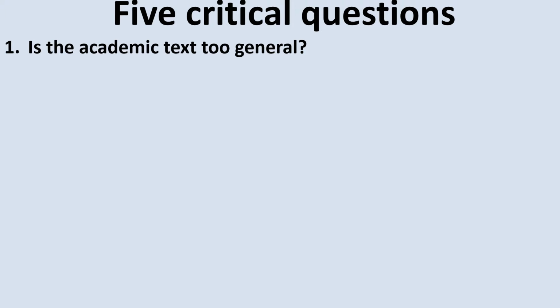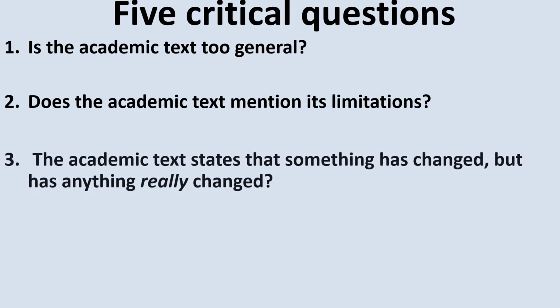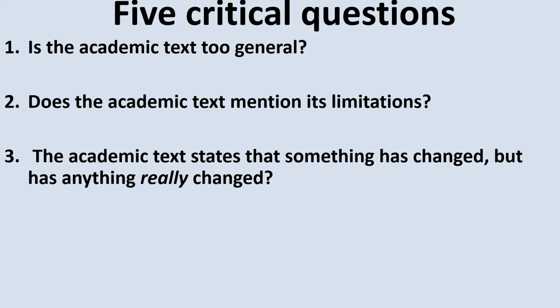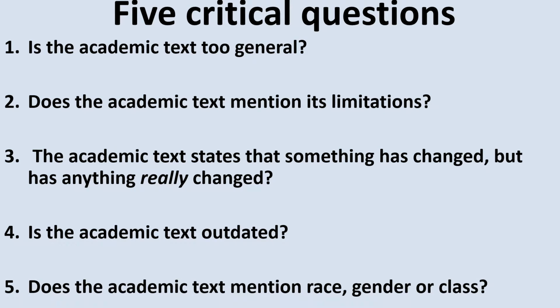So imagine that you have a text in front of you. It could be a journal article or it could be a textbook, whatever. Here are 5 critical questions to ask. Number 1. Is the text too general? Number 2. Does this text mention its limitations? Number 3. The text states that something has changed, but has anything really changed? Number 4. Is the academic text outdated? Number 5. Does the academic text mention anything about race, gender, or class? We will explore each of these 5 questions in more detail.